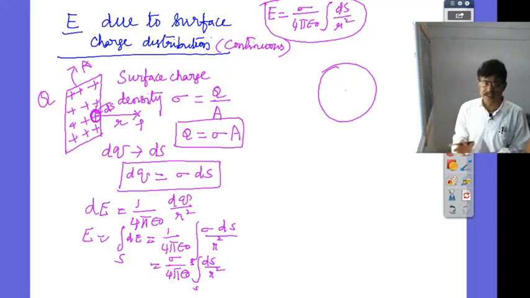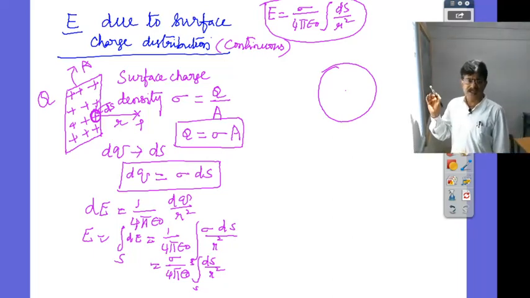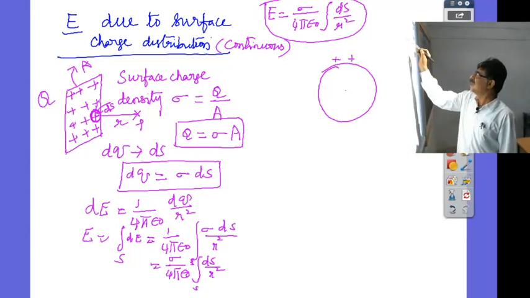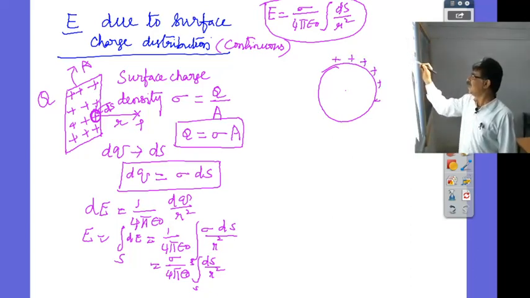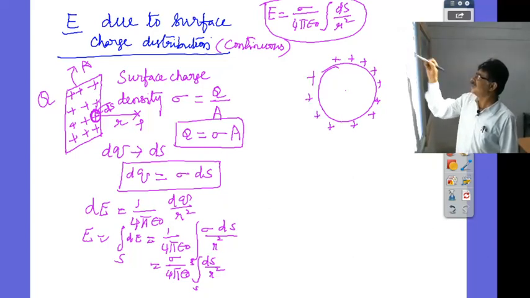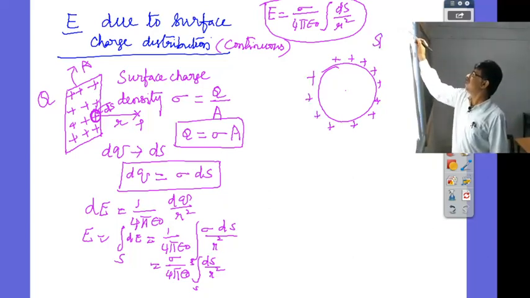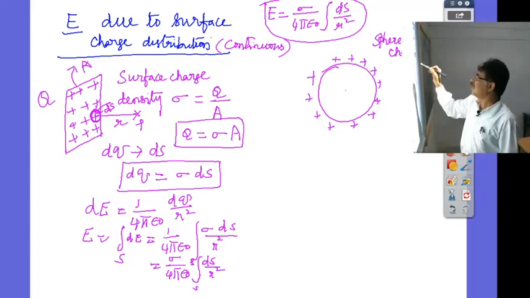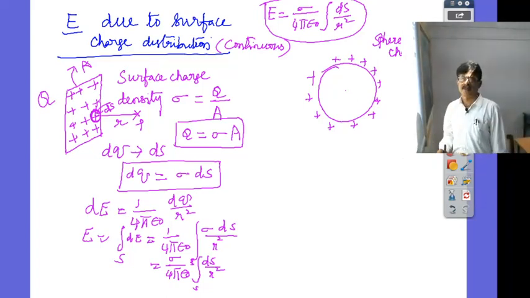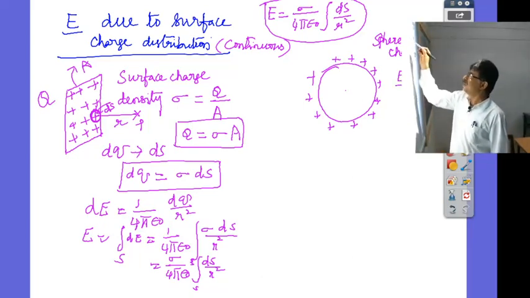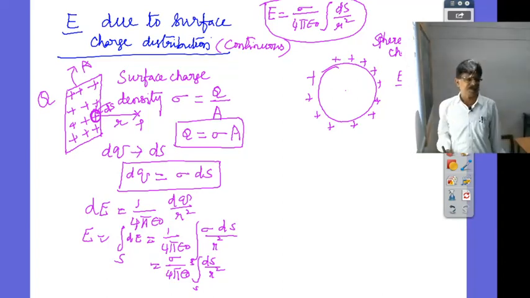Inside the cloud there will be some friction, and because of the friction charges are produced, and all those charges distribute themselves uniformly over the surface. Okay, like this. Now this is called a sphere of charge, and the distribution is called a spherical charge distribution. And we are going to find the electric field due to a spherical charge distribution.